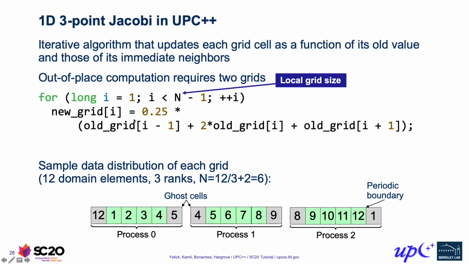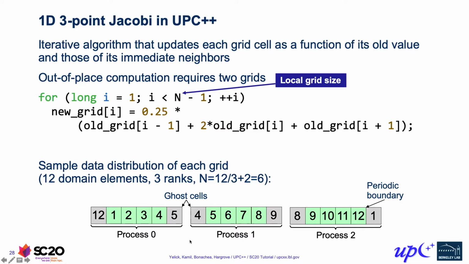Okay, so for instance over here, if we look at how that computation happens, we see that the value of the new grid at index I is dependent on its old value and also the old values of its neighbors at indices I-1 and I+1. So we'll assume that we've distributed our grid across all of our processes. This illustrates distributing 12 elements over 3 ranks. And so these are actually shaded in green in the middle, the actual elements.